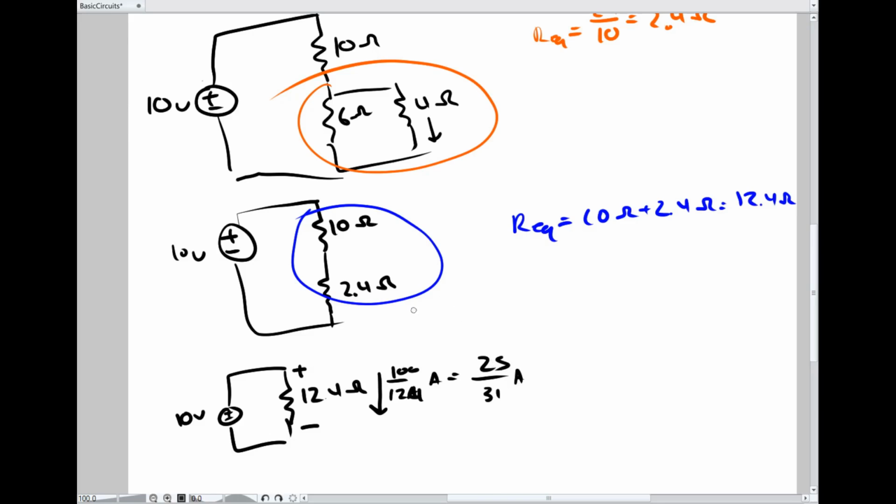Then we apply voltage division to figure out how much of that voltage is across the 2.4 ohm resistor. But we already started these steps because we already got a current. So this voltage here, V of the 2.4 ohm resistor, is equal to 25 over 31 amps times 6/5 ohms, which is equal to 30 over 31 volts, right? So about 1 volt.